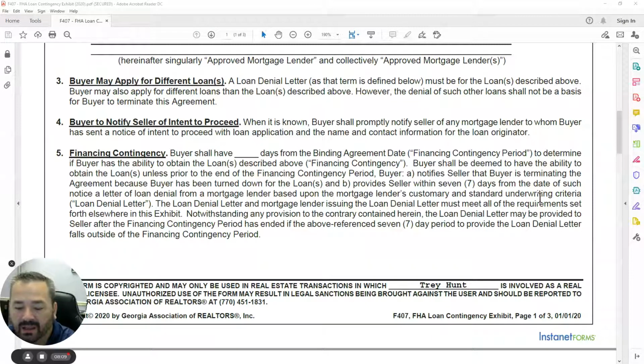Okay, and that letter that you send doesn't have to be within this time frame. The notice has to be within this time frame, the 28 days or the 35 days. We have to notify them we got turned down for the loan and we're terminating the contract. And then within 7 days of us providing that notice, and that 7 days could be after the end of this time period here, our 30 days from binding agreement date, but within those 7 days, we have to send them a letter.